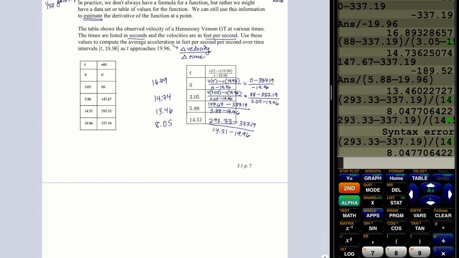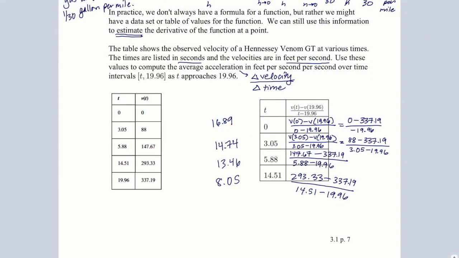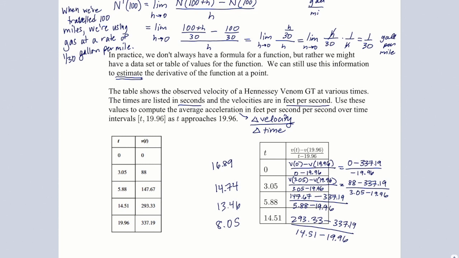So it looks like our best estimate for the acceleration at 19.96 would be something closer to 8. These are all decreasing, right? But at least we were successful in computing the average acceleration over those time intervals. So we can't compute the instantaneous, but we can at least see the trend here. Okay, so I guess that's the end of that section. We are starting to see how the derivative is going to show up in applications and the new notation for the derivative and the slope of the tangent line.